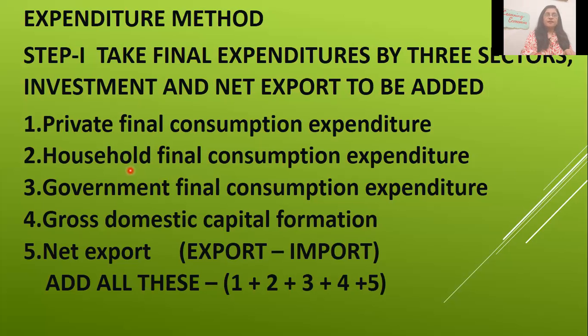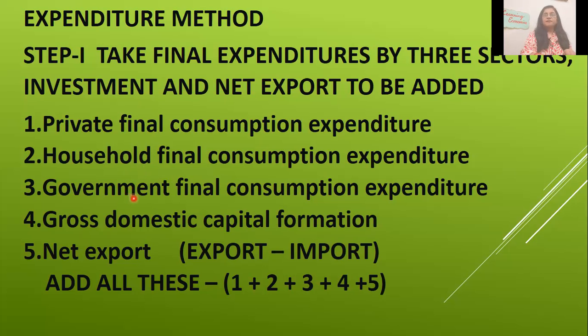Secondly, I've taken household final consumption expenditure. Although you will not get it in any of your books, household final consumption expenditure is the expenditure which is made by common people for fulfilling their needs. Usually it is not included because the four sector economy is not in your course. That is why you won't get it, but still we should know this.